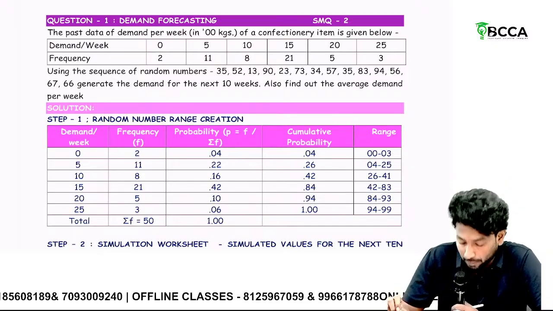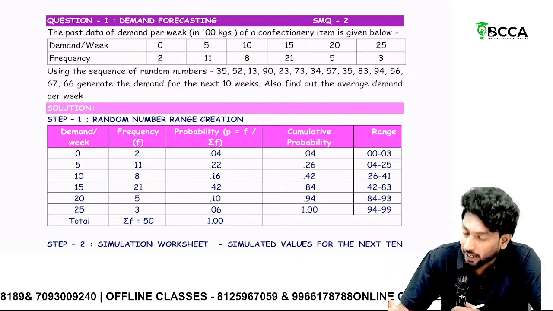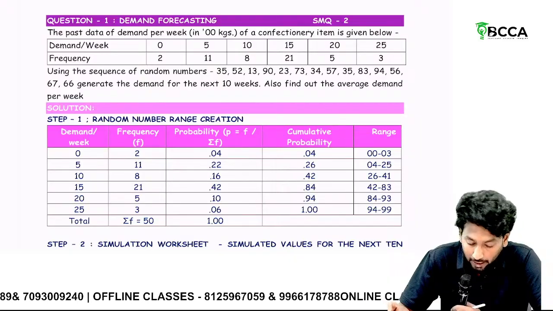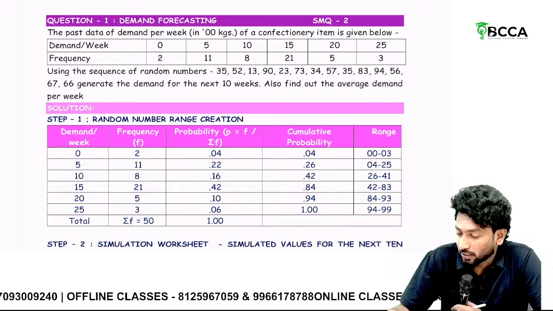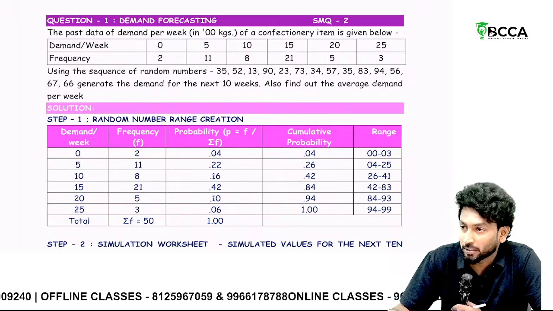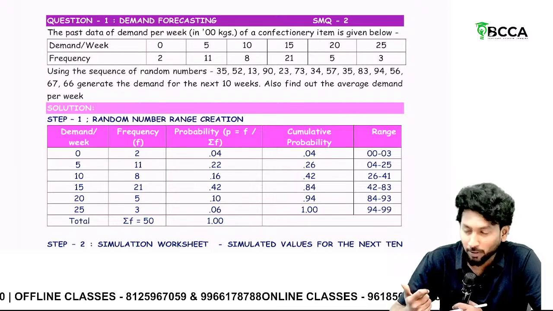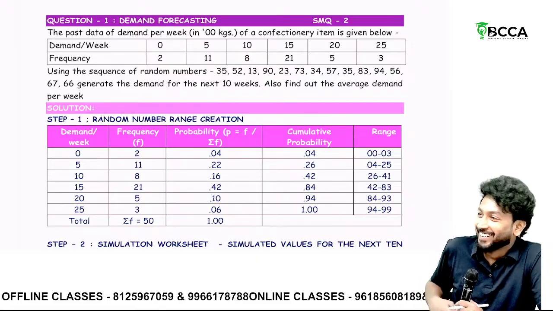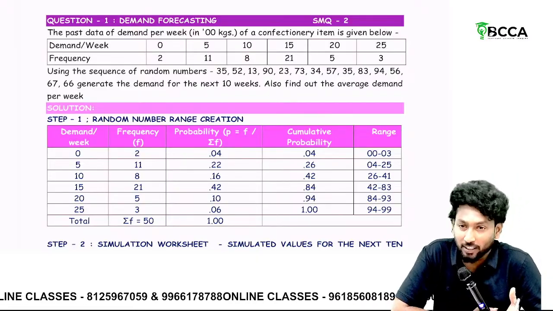Basic question, sir. The past data of demand per week in 100 kgs of a confectionery item. What does confectionery item mean, sir? Confectionery store, confectionery items. That is not required to solve the problem, but what does it mean? Somewhat chocolates, bakery items.